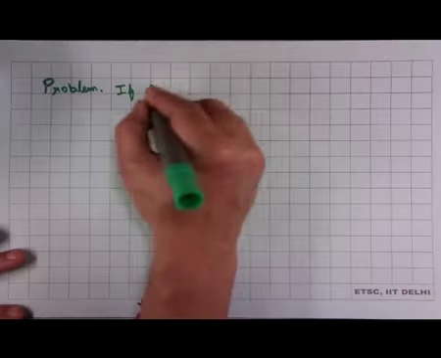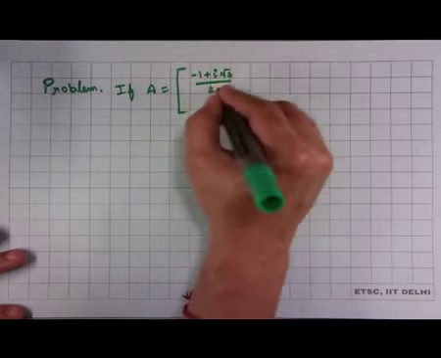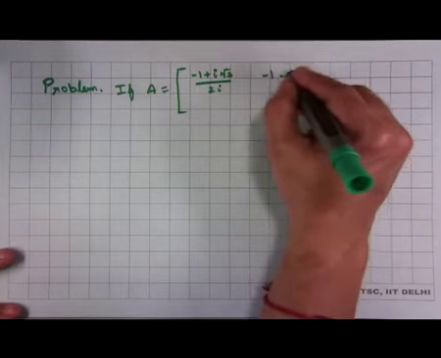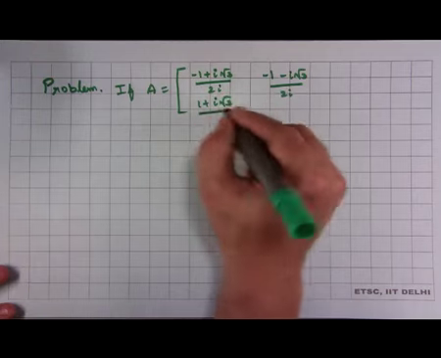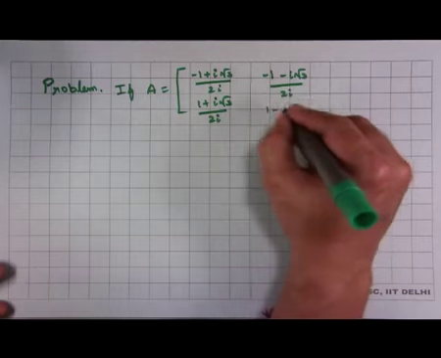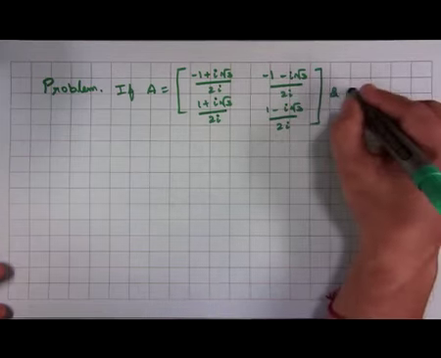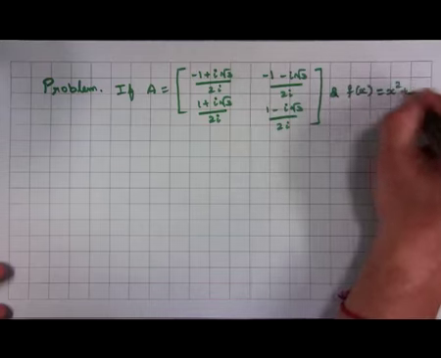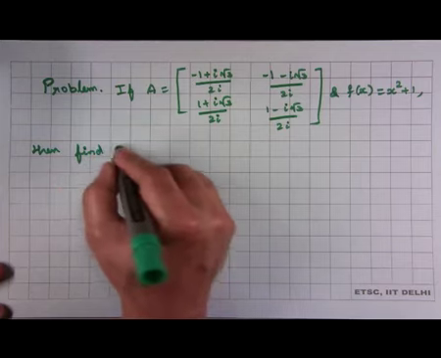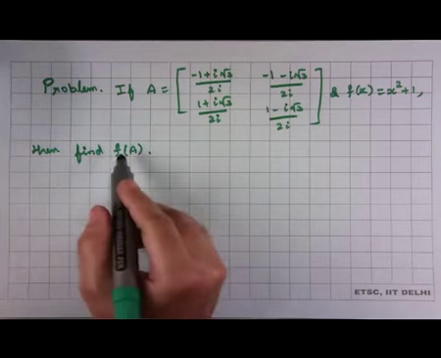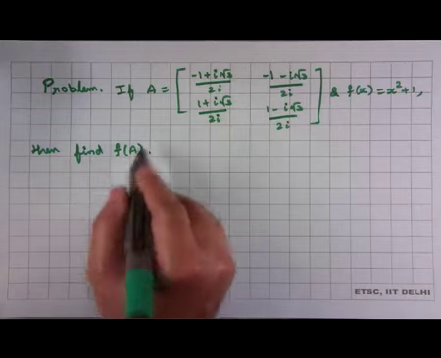Next problem: if A equal to the matrix with entries (minus 1 plus i root 3) upon 2i, (minus 1 minus i root 3) upon 2i, (1 plus i root 3) upon 2i, and (1 minus i root 3) upon 2i, and f(x) equal to x square plus 1, then find f(A). So, what is this f(A)? Wherever there is x, just replace x by A. That is what this f(A) means.